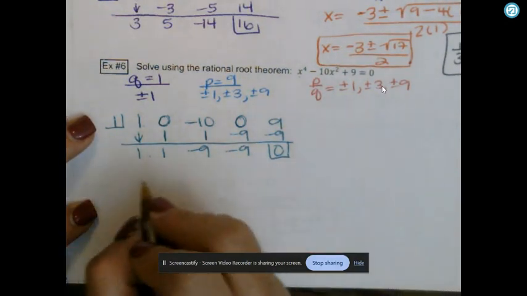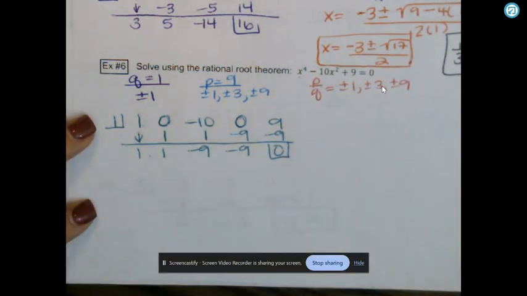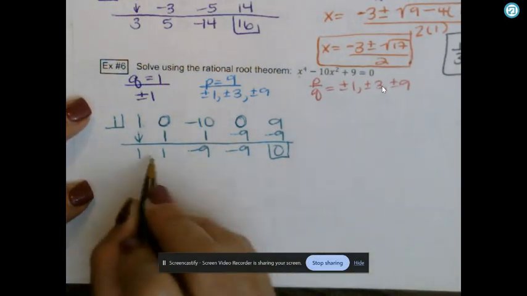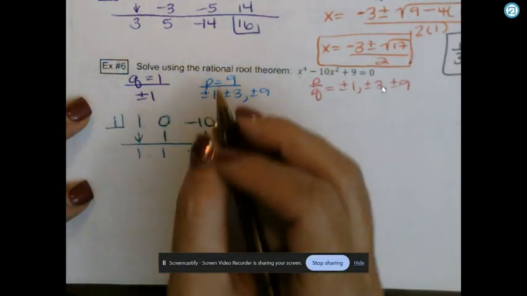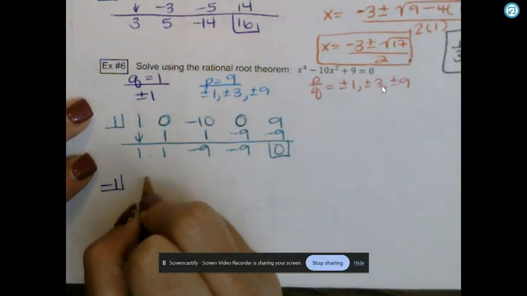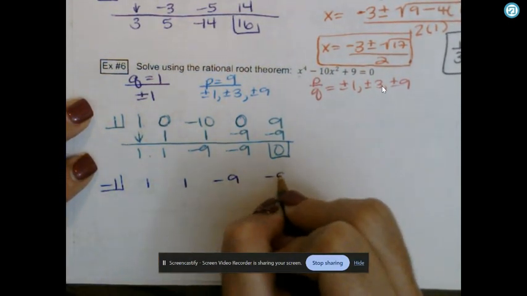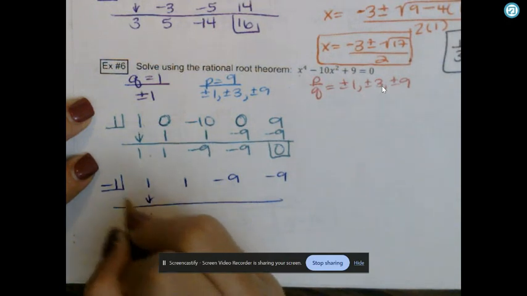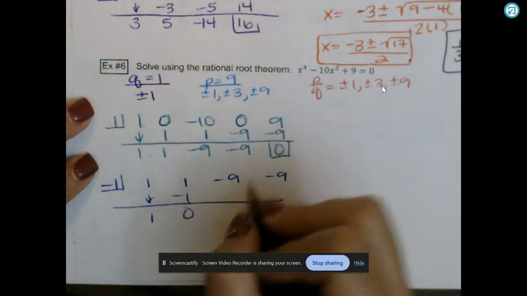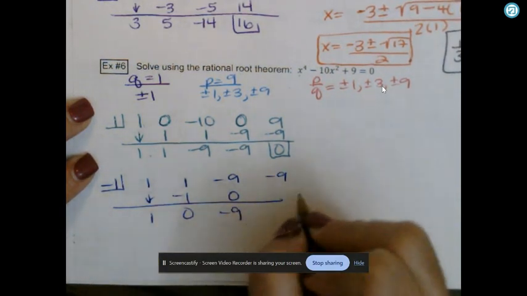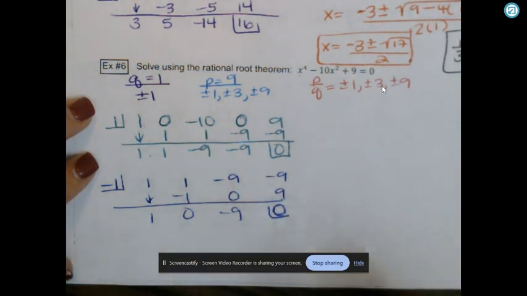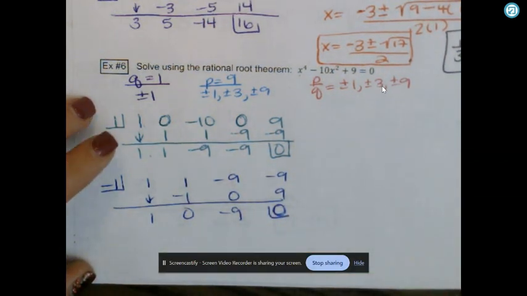Now I could go again, using just this. This is where the P and Q theorem works out wonderfully. So I can use these 4 numbers right here, and I'm going to pick negative 1. So I'm going to use 1, 1, negative 9, and negative 9. Bring it down. Negative 1 is a 0. 0 is a negative 9. 9 is a 0. So I've already got 2 roots. I've already got 1 and negative 1.